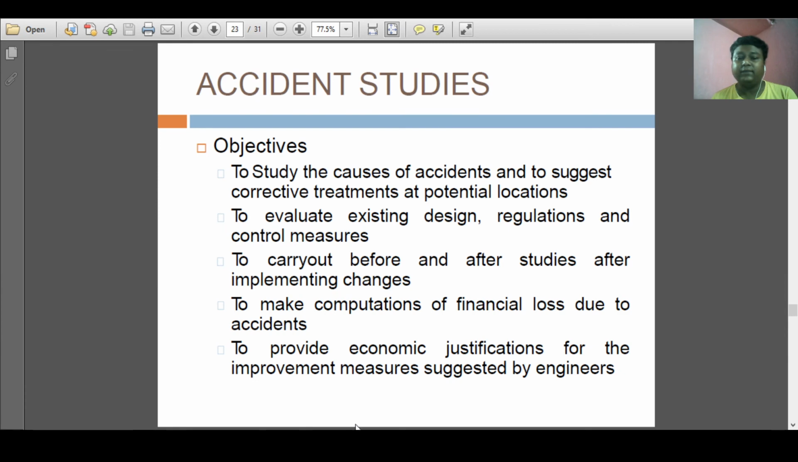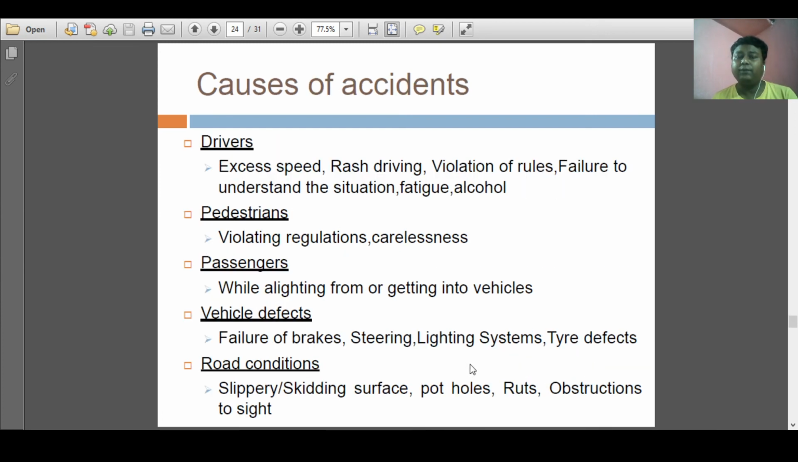Next is the accident studies. For accident studies, the main objective is to study the causes of the accident and to suggest a corrective treatment at the potential location, to evaluate existing design, regulation, and control measures, to carry out before and after studies after implementing changes, to make computation of financial loss due to accident, and to provide the economic justification for improvement of the suggested measures. So these are some objectives of the accident studies.